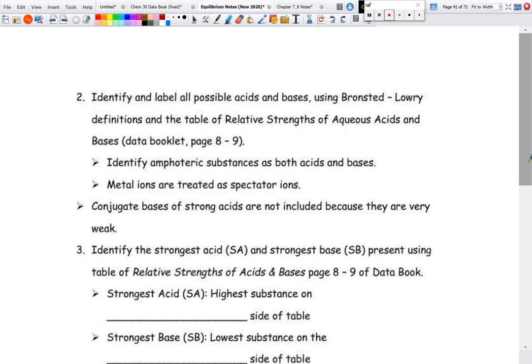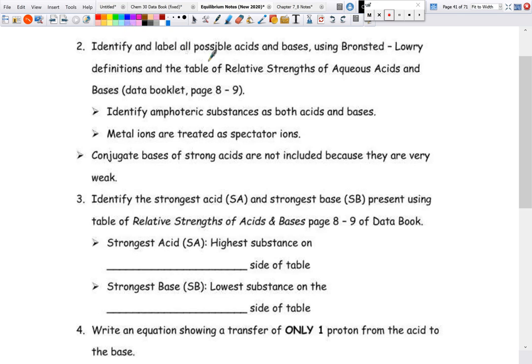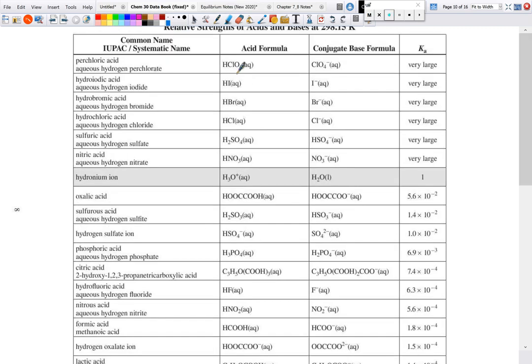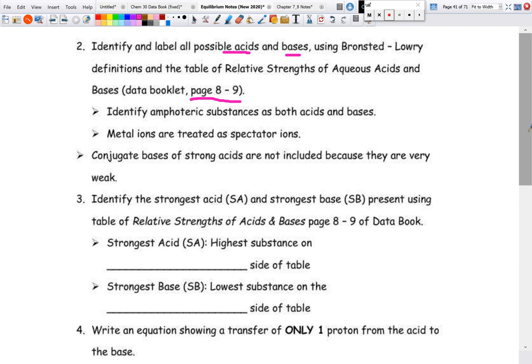So our next step is we're going to identify and label all possible acids and bases using our table of acid and base relative strength on page 8 and 9. So that means that if something is on the acid section, you're going to label it as an acid if it shows up here. If it's on this side, the conjugate base side, then you're going to classify it as a base. We can identify the amphoteric species as both acids and bases, right?